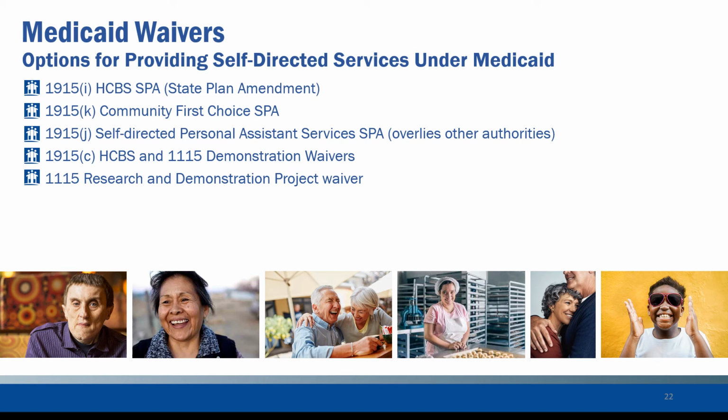These include the 1915(i) HCBS State Plan Amendment Waiver, the 1915(k) or Community First Choice State Plan Amendment, the 1915(j), the Self-Directed Personal Assistance Services State Plan Amendment, the 1915(c) HCBS and 1115 Demonstration Waivers, and the 1115 Research and Demonstration Project Waiver. We currently provide services under these waiver authorities, and in some cases under multiple waivers, depending on the state.